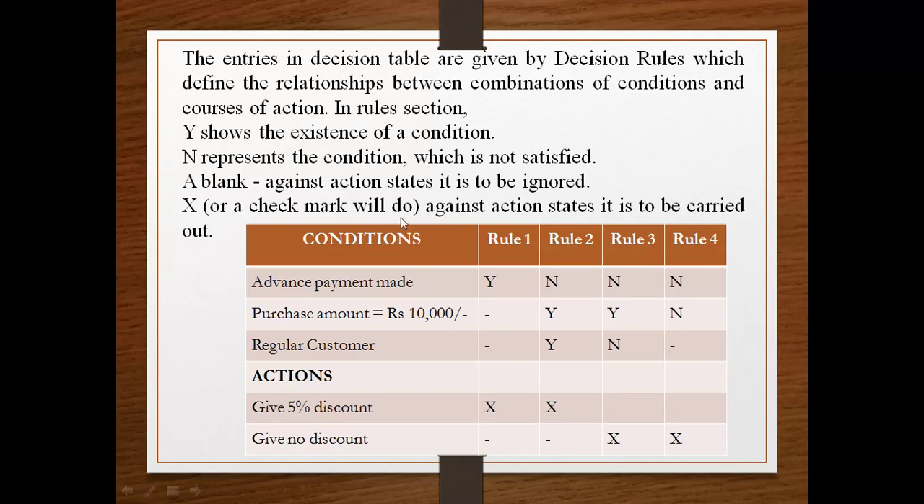X or a check mark is put against an action that is to be carried out. You can either use a check mark or a cross for saying that this action has to be considered. Now let's see this in an example.